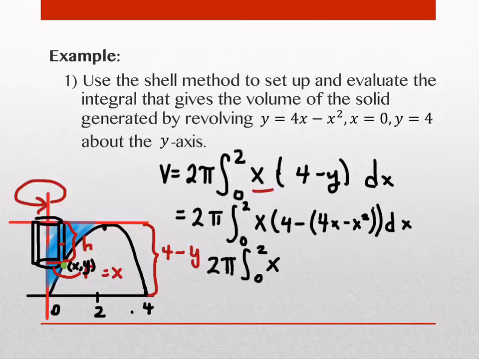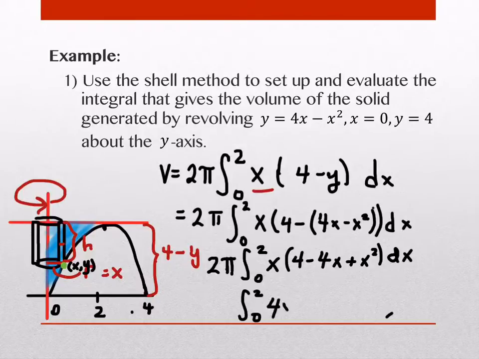So that would give me 4 minus 4x plus x squared dx, multiplying through by x. I have 4x minus 4x squared plus x cubed dx.